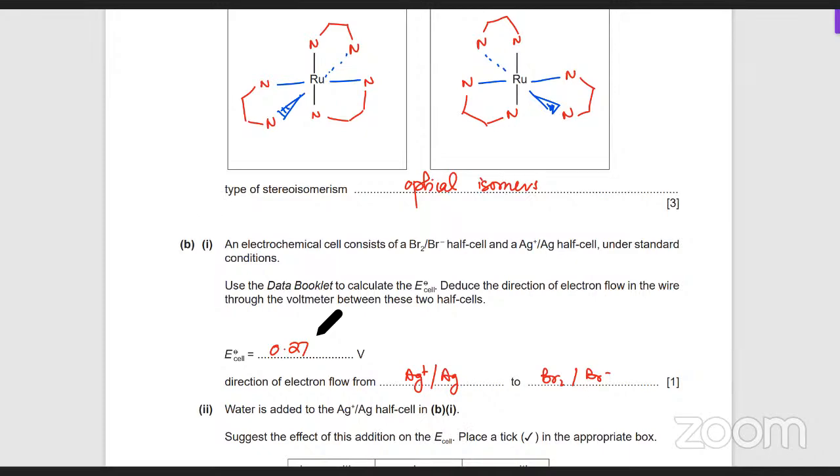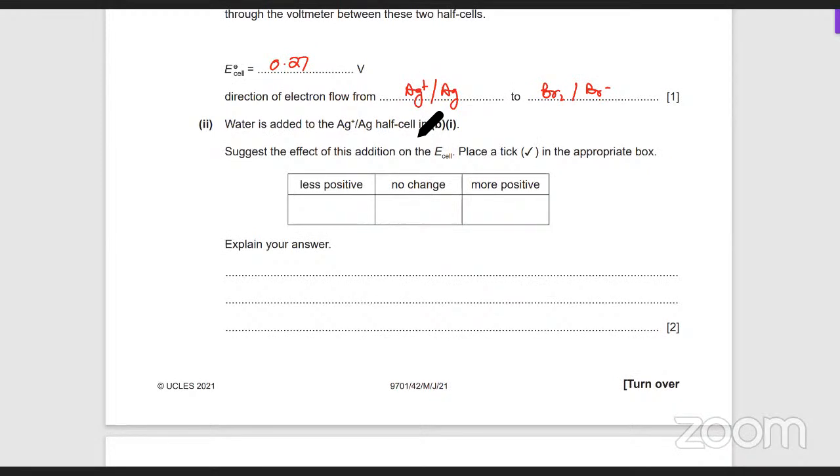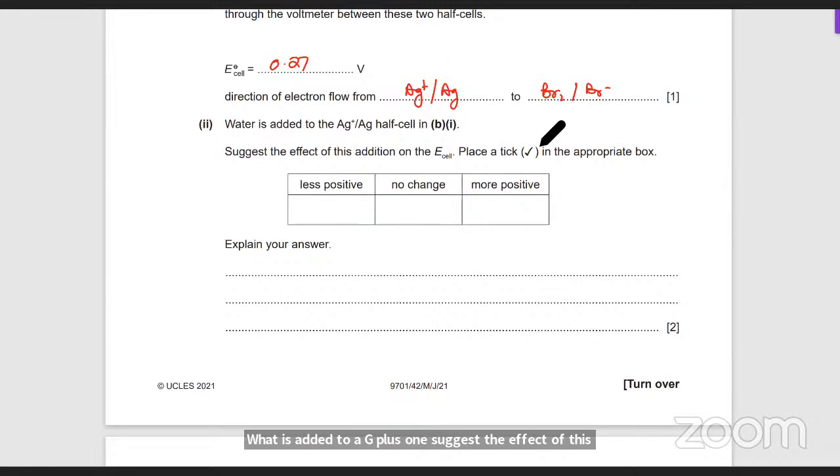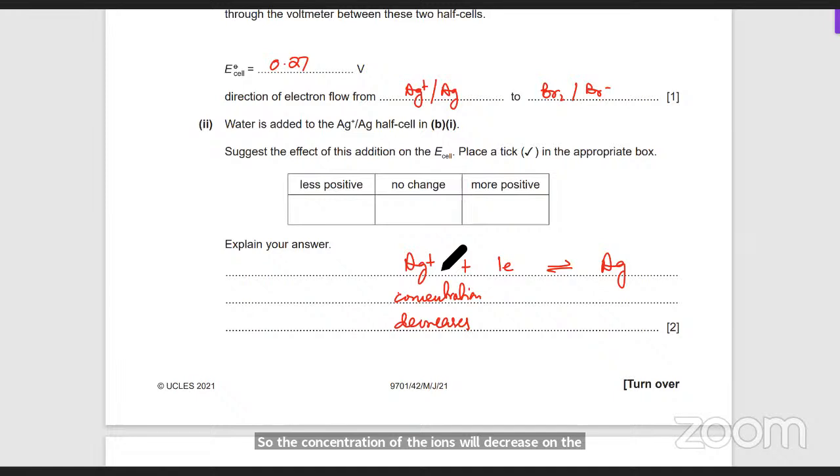Okay, then the next part. Water is added to the Ag+1/Ag half cell. Suggest the effect of this addition on the E cell. Place a tick. So first, water was added, okay? So water is being added to this electrode. The solid won't be affected. If you add water, the concentration decreases. So the concentration of the ions will decrease on the left side if you add water to it.